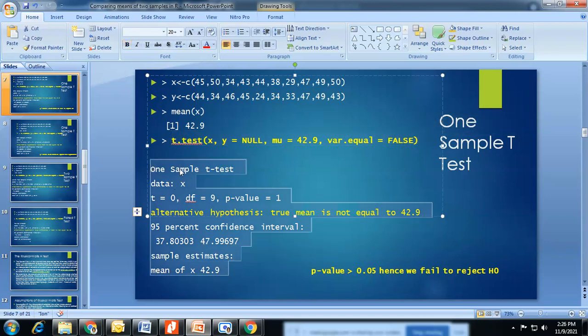Whenever you execute this command, you get a result like this in R. It will first display the test that you have conducted, so the name of the test, that is one sample t-test. Then the input data, which is the numeric vector x that we have already defined, 45, 50, 34, and so on till 50. Then it will give certain values, such as the t value. The t value is nothing but the table value.